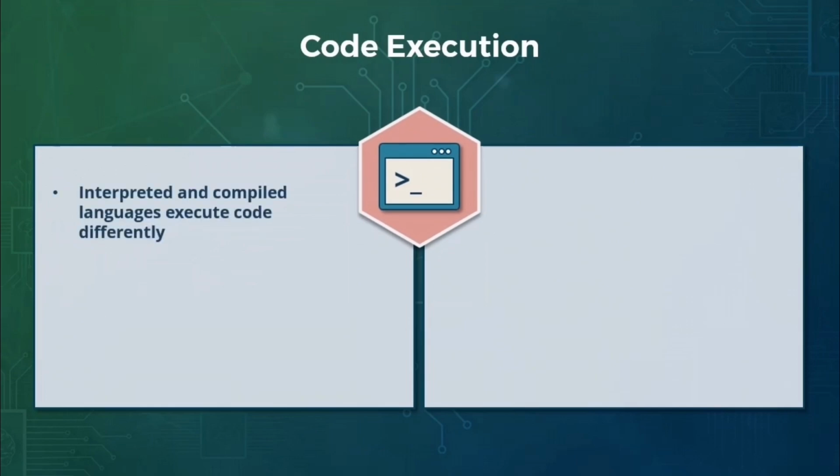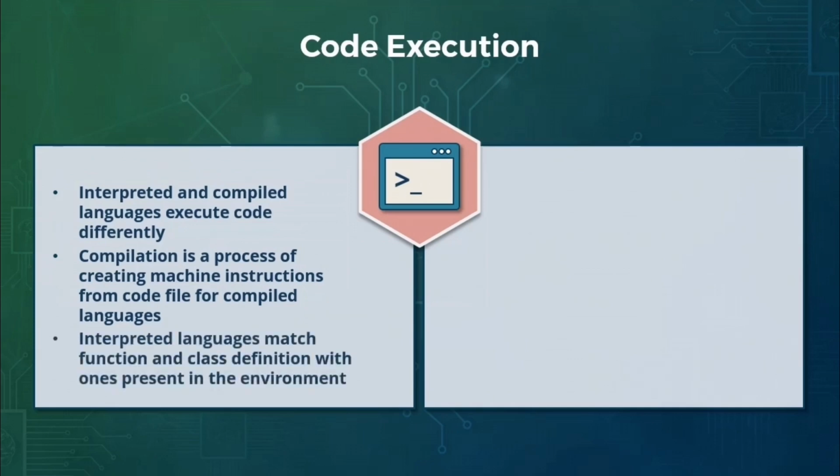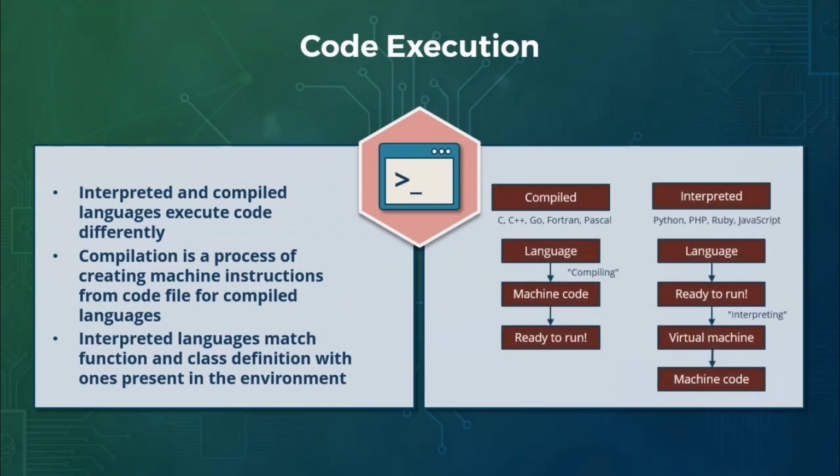So now let's learn how the execution of both the interpreted and compiled languages is different from each other. In compiled languages, compilation of the entire code needs to be done before it can be executed, meaning the code needs to be converted into machine-readable format first. In interpreted languages, however, the code is already converted into machine-level instructions, so while executing, it quickly matches the functions and classes with the ones present in the current environment. So no extra effort is needed for code execution, as shown in the diagram here.